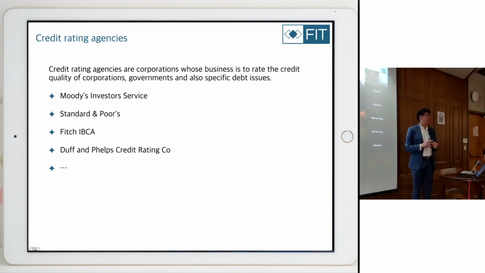Isn't that a conflict of interest? You pay the company that's going to give you a rating? Really? What do you think? Yes or no? Who thinks it's a conflict of interest? Raise your hand. You have to vote, okay?